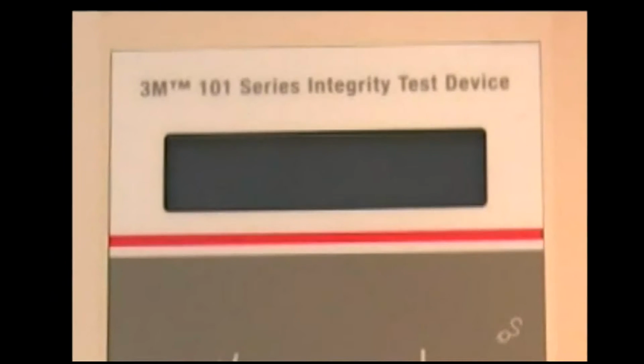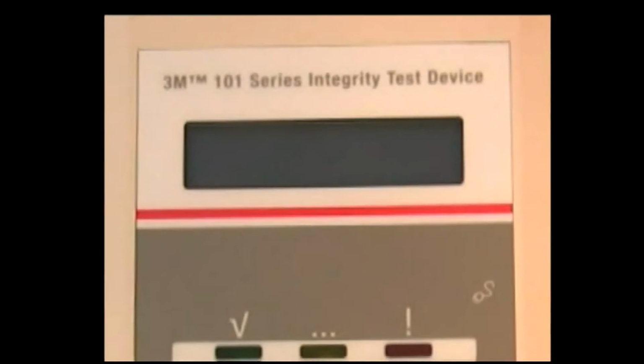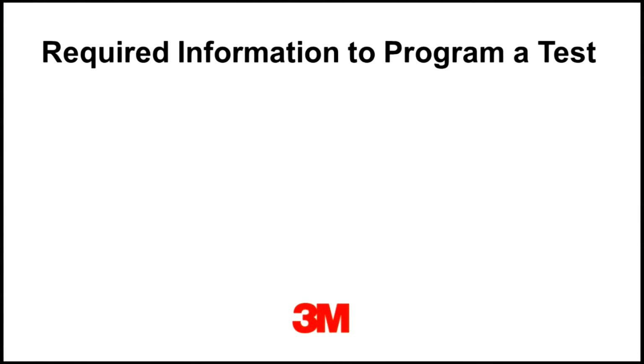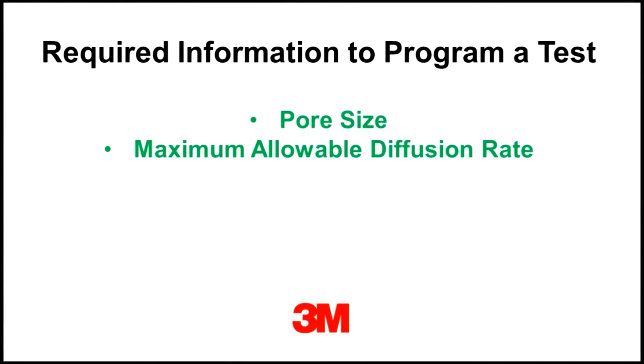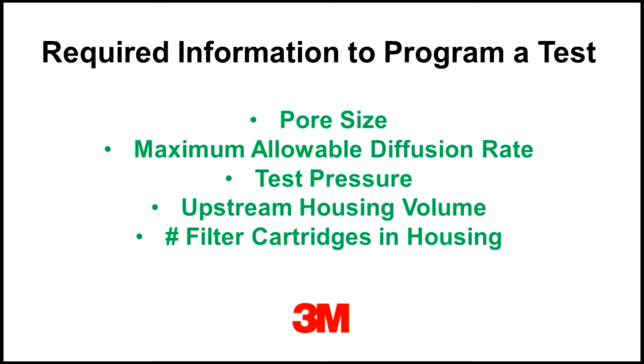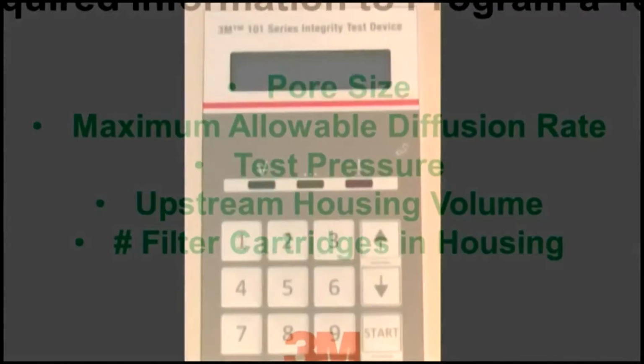101 Series Integrity Test Device. The 3M 101 Series Automated Integrity Test Device can be programmed to test all membrane filter configurations. Required information. The following information is required to program a test via the device: pore size, diffusion rate, test pressure, upstream housing volume, and the number of filter cartridges in the housing. Each of these parameters will be discussed in detail later.